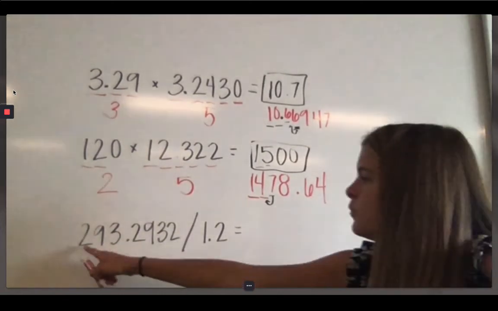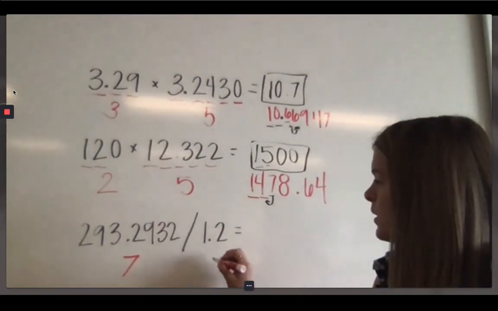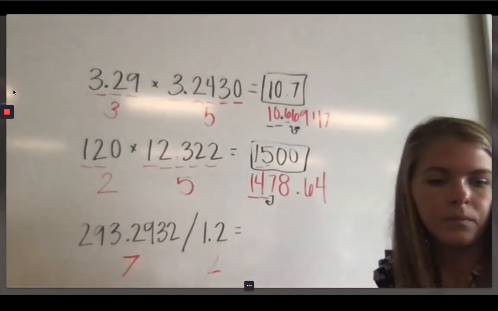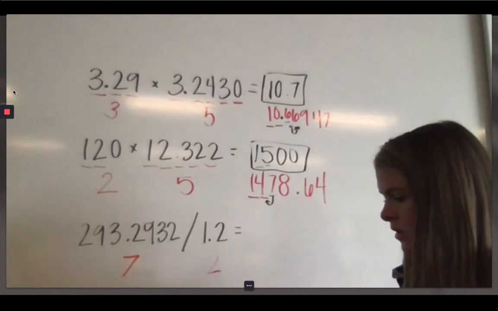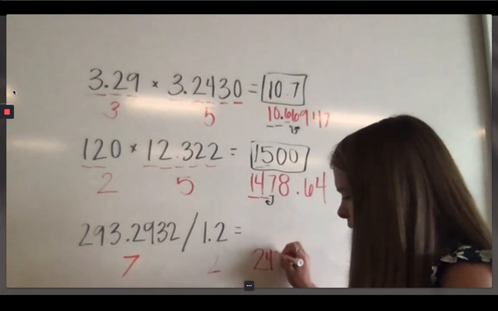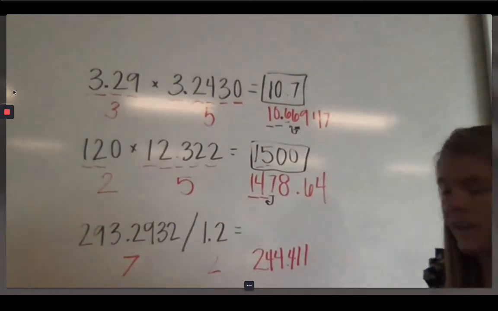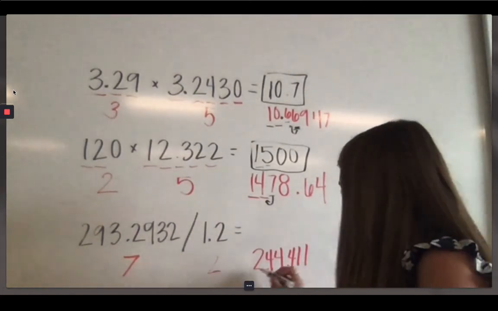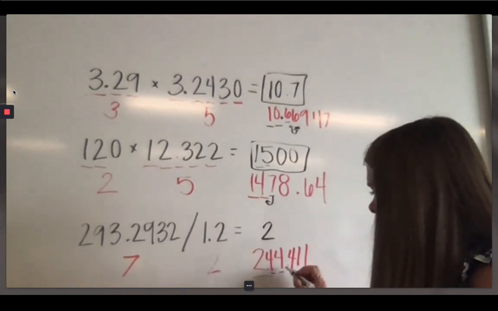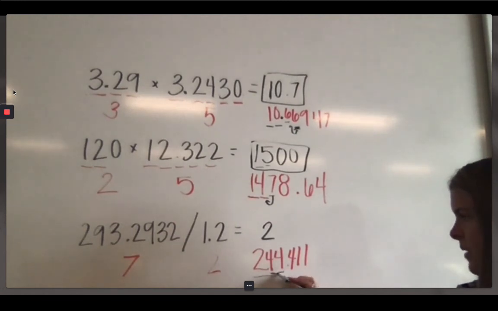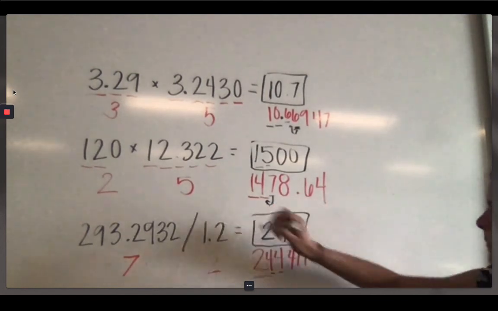This first number has 1, 2, 3, 4, 5, 6, 7 significant figures, while again this number 1.2 only has 2. If we plug that into our calculator, we get the answer 244.411. Again, we can only have 2 significant figures, so we know that we get the 2, and we have a 4 followed by another 4. This is not greater than 5, so we're not going to round up, so we're going to keep it at a 4 and add a 0 to make it 240.